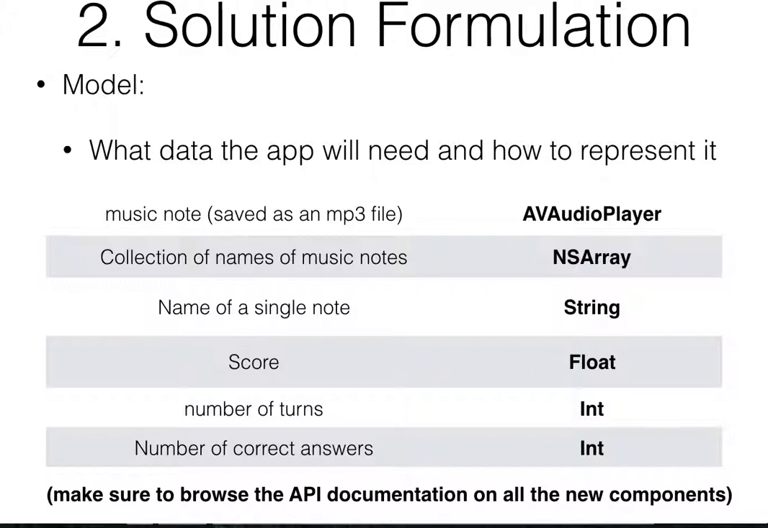The score, which will be a number, a decimal number, so it's float. We're going to need to have the number of turns, which will be a non-decimal number, a 3, 4, 5, how many turns will be in a game, and the number of correct answers, and that will also be a non-decimal number, so we're going to use the type int. Int is for integer, which is a non-decimal number.